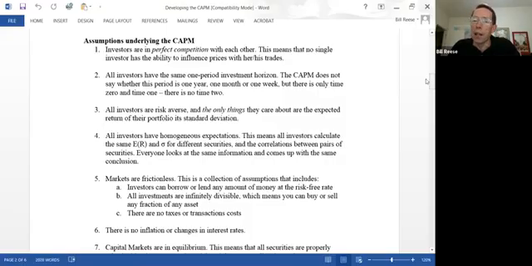All they care about is a higher expected return and a lower standard deviation on their portfolio. And that's very important, okay, because it allows us to say we can stop looking at a whole bunch of other things. All we have to look at is expected return and standard deviation.